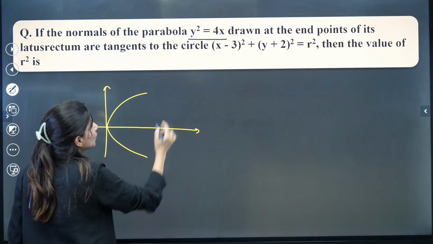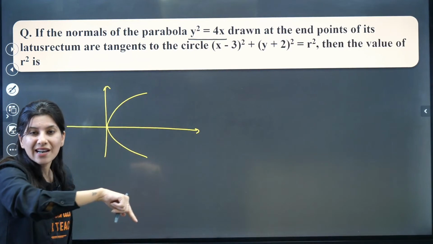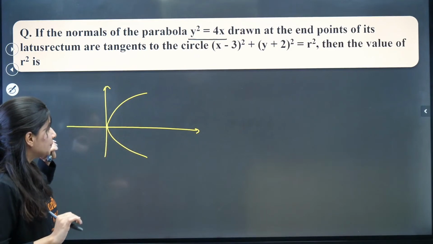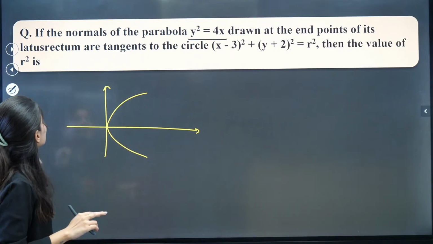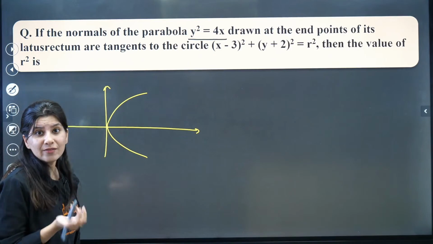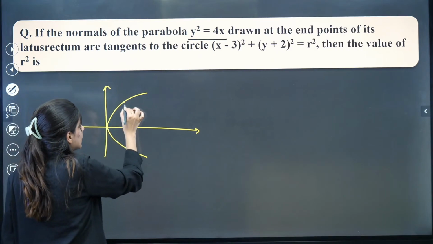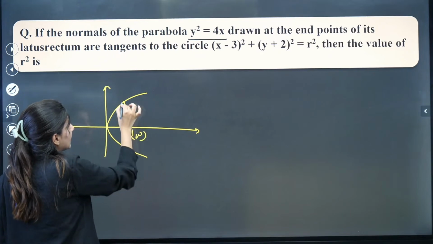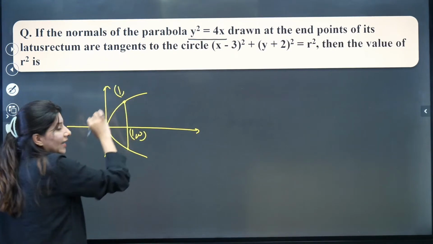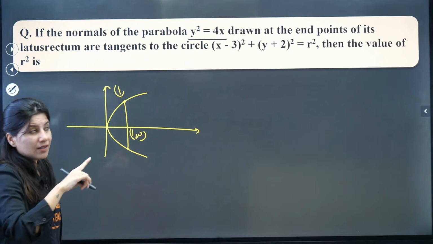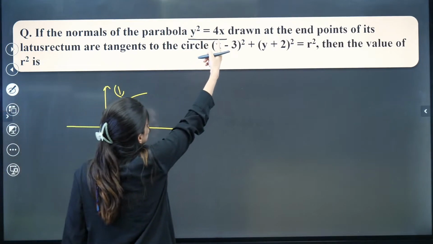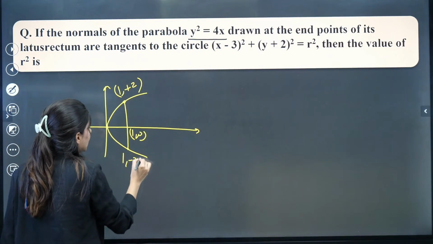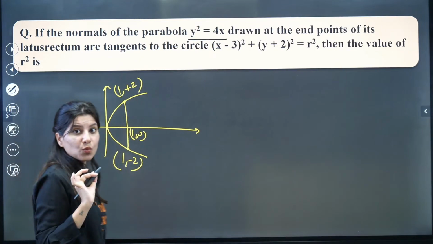So this is your parabola. y square equals 4x is a rightward opening parabola, vertex at origin. I hope you know that. Drawn at the end point of the latus rectum. Okay, now what is the latus rectum? The focus is (1, 0), so the latus rectum is the line whose x coordinate is a. The moment you put x equals 1, you get y equals plus or minus 2. So (1, 2) and (1, minus 2). Ends of latus rectum you know.